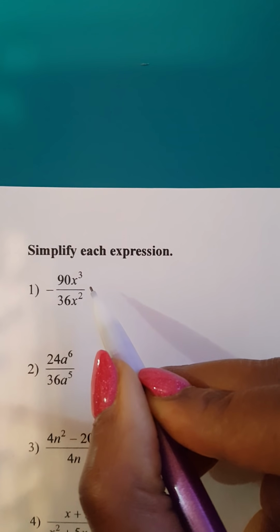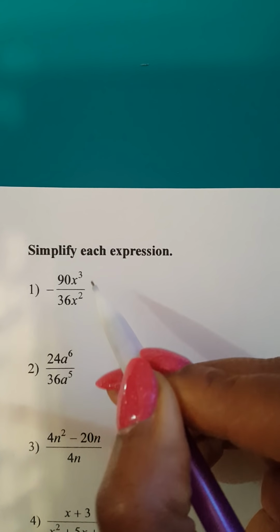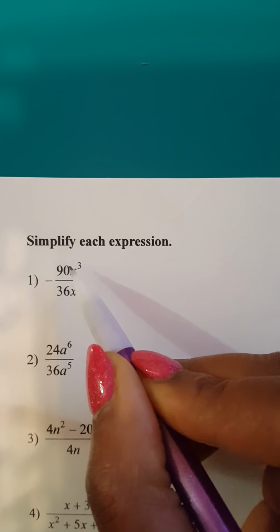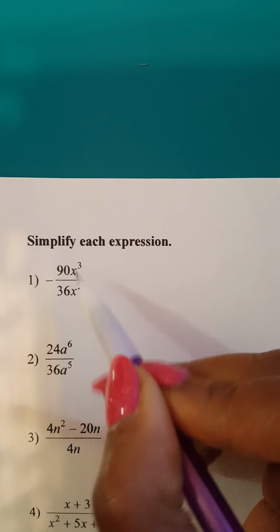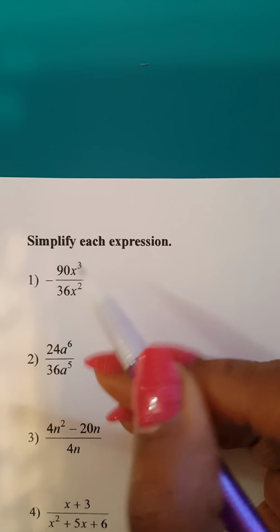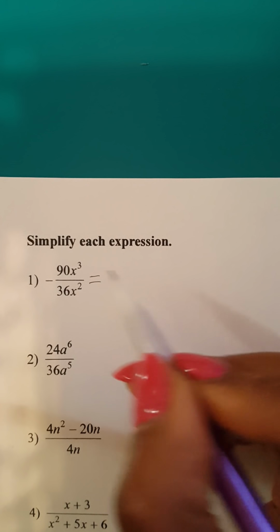Hey class, today I'm going to show you how to simplify rational expressions. Basically, they're fractional expressions. First, we're going to start out with monomials in the top and in the bottom. Remember, a monomial is just one term, no pluses or minuses. So basically, you reduce this just like a regular fraction.